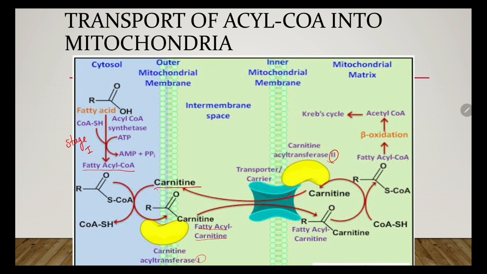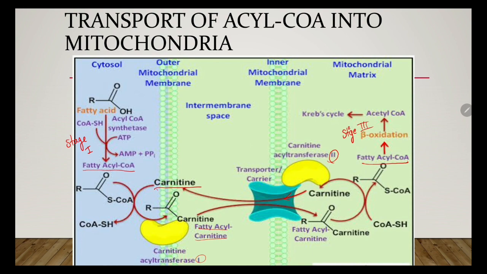This carnitine will again go back from CPT2 to CPT1 and outside to combine with fatty acyl-CoA and then transport it into the mitochondria. The fatty acyl-CoA, which is already transported in mitochondria, will undergo stage 3, that is beta oxidation proper, and form acetyl-CoA.